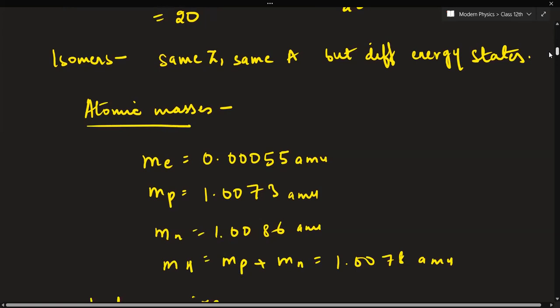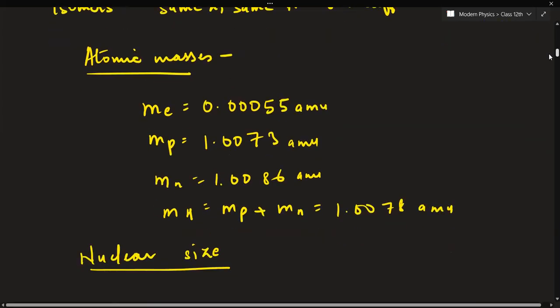Mass of neutron is 1.0086, and the mass of a hydrogen atom is the mass of proton plus mass of electron, which makes it 1.0078 AMU. These values you have to learn directly.